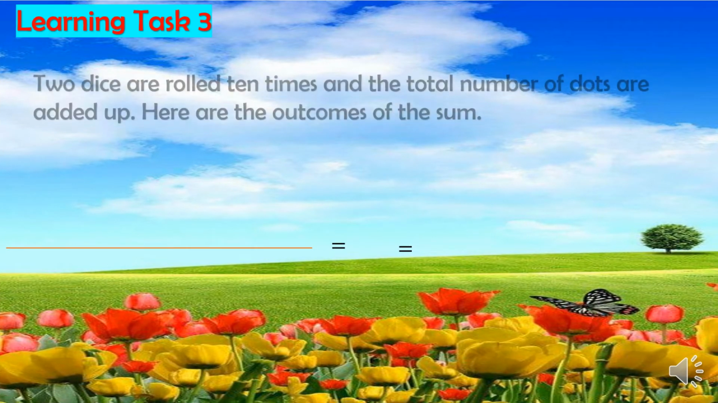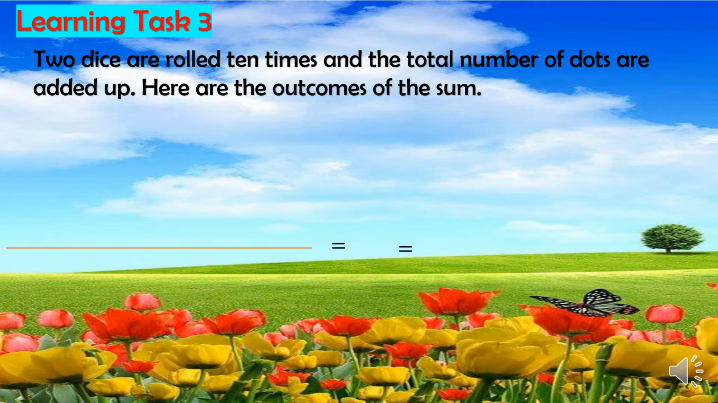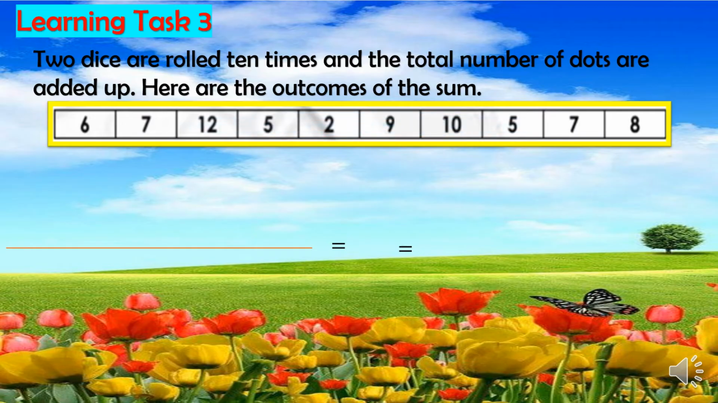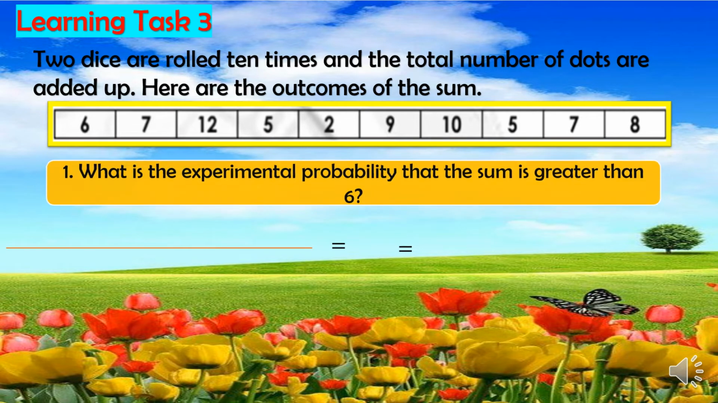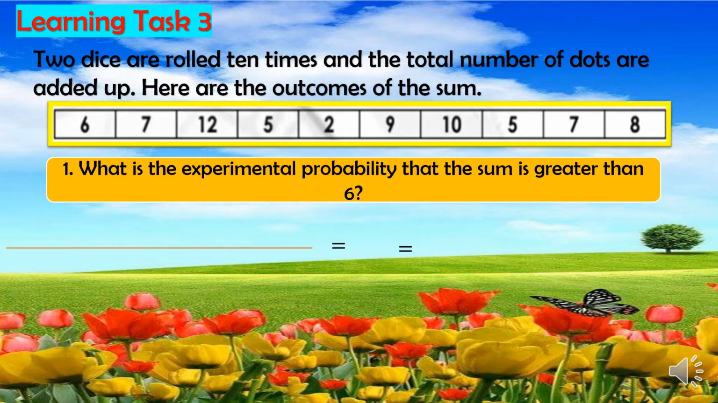For learning task 3, two dice are rolled 10 times and the total number of dots are added up. Here are the outcomes of the sum. So you have 6, 7, 12, 5, 2, 9, 10, 5, 7, and then 8. Question number 1. What is the experimental probability that the sum is greater than 6?